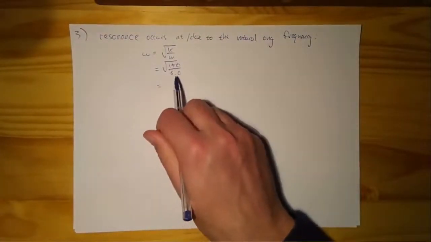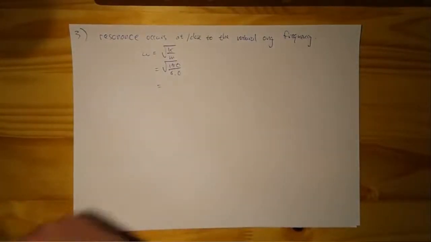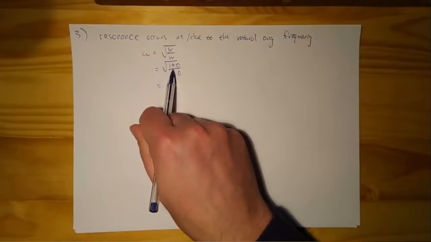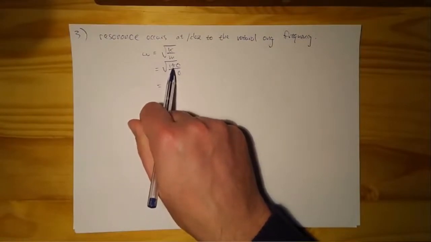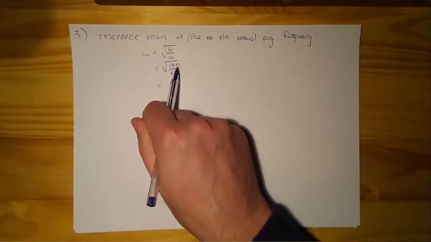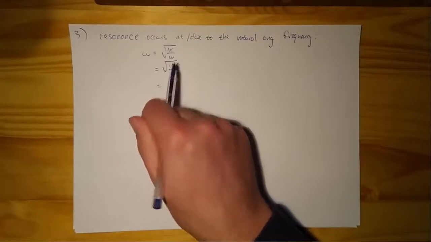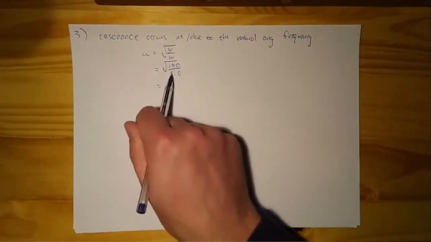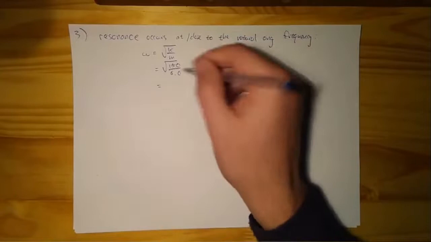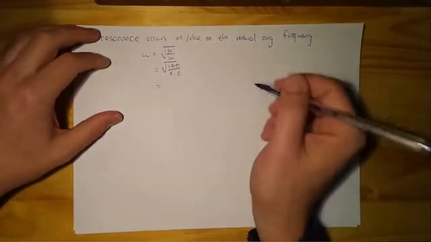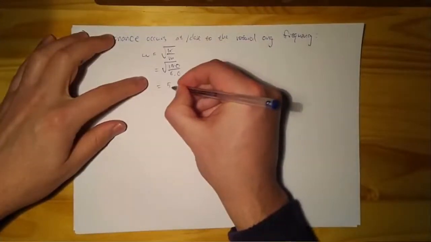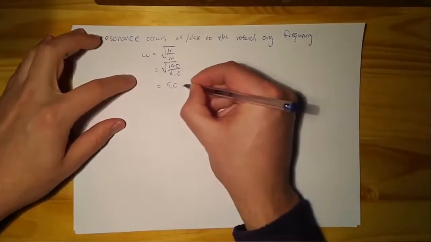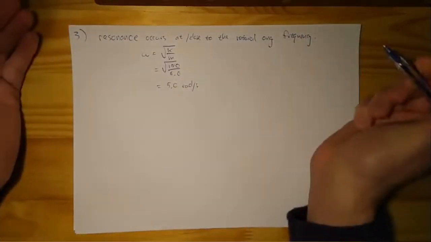So let's see, can we calculate what this is? How many times does 6 go into 150? Well, it goes 20 times into 120, and then 30 is left, so then 6 goes 5 times into that, so this is 25. So 6 times 25 is 150. Okay, it works out nicely. So this is 5.0 radians per second.